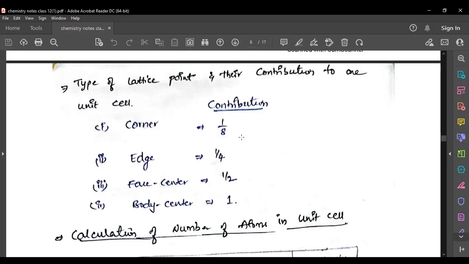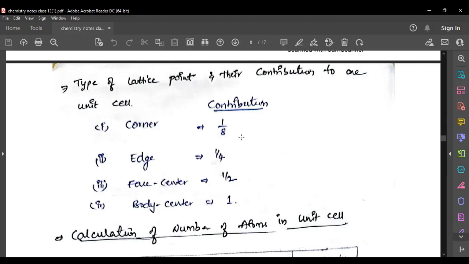Suppose one atom is occupying the corner. That atom is shared with 8 other lattice sites, or you can say 8 other unit cells. Whichever atom is at the corner, it will be shared with 8 other unit cells. That means only 1/8 portion of that atom belongs to one unit cell. Understood? So the effective amount of that atom in a particular unit cell is only 1/8.